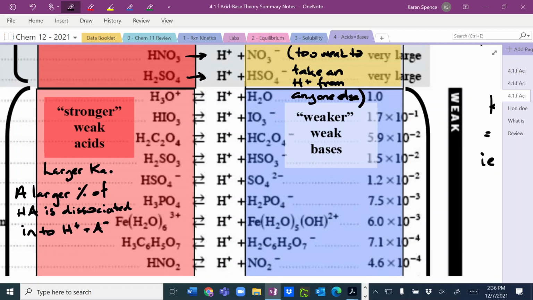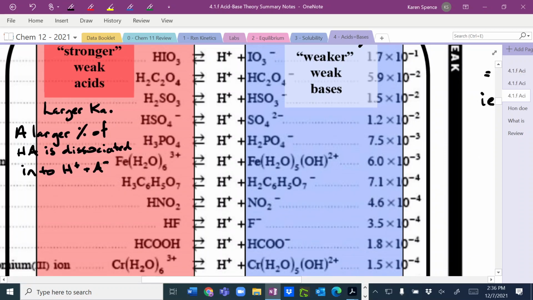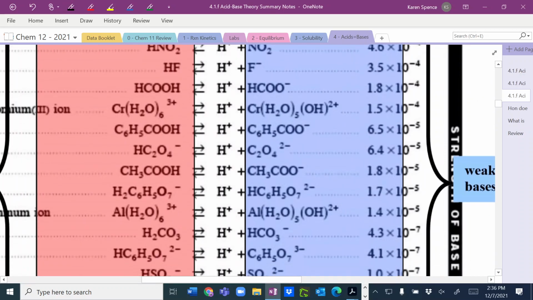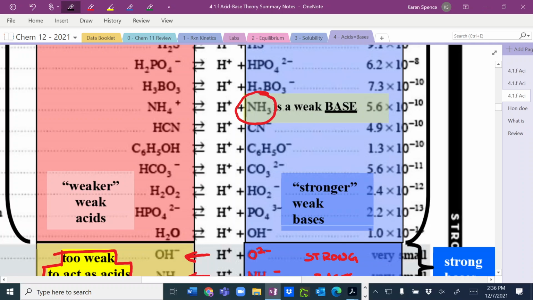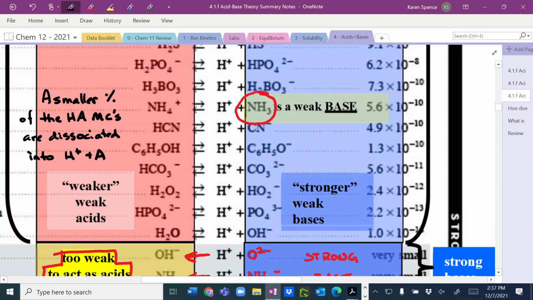As we go down the table, the value of Ka is getting smaller and smaller, which means that we have less and less product, which is the dissociated ions, and more of the reactant, which is the intact molecule. So down in our weaker weak acids, and I'm sorry for this terminology, I know it sounds silly, we have our stronger weak acids and our weaker weak acids. We have our stronger weak bases and our weaker weak bases, but it's the only way really to refer to them. So for our weaker weak acids, a smaller percent of the HA molecules are dissociated into H plus and A minus.